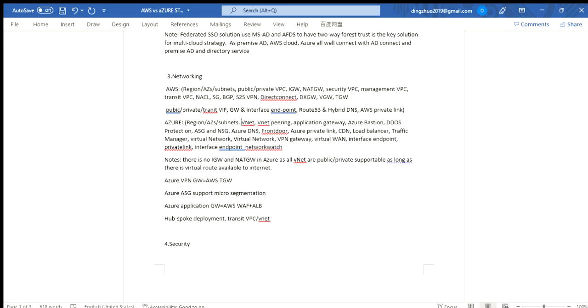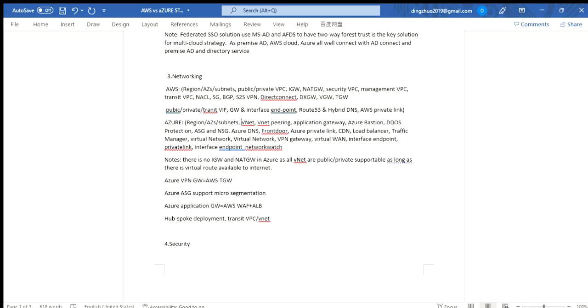So we're going to have a look at the difference between the two different vendors. First of all, in Azure, because they don't have private and public VNet, as long as you add a virtual route, you can route the traffic. So there's no such thing as internet gateway and NAT gateways. Second, in Azure the VPN gateway is similar to AWS transit gateways, which take the role as a hub and connect to the different spoke VPCs and VNets.